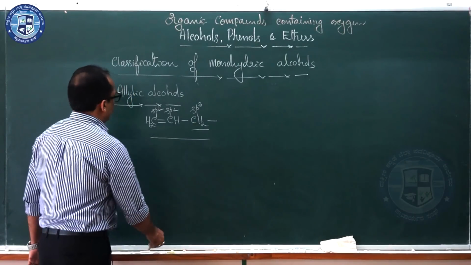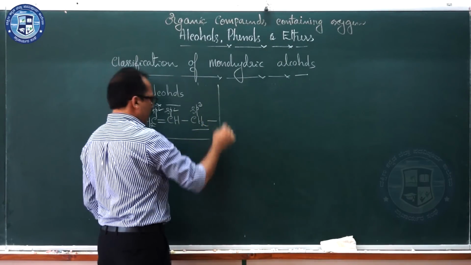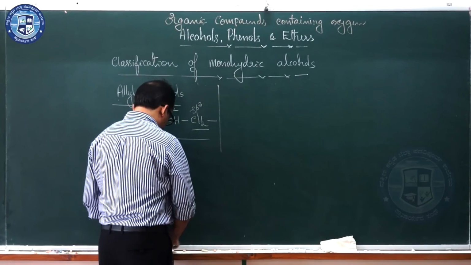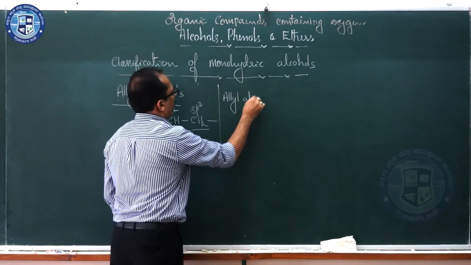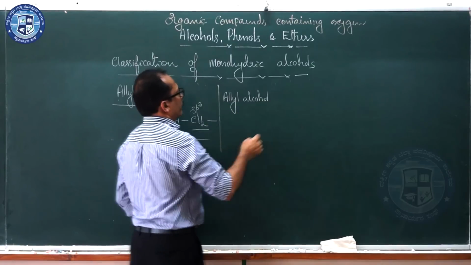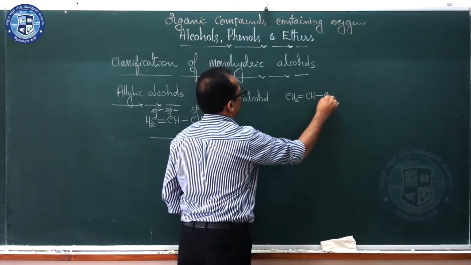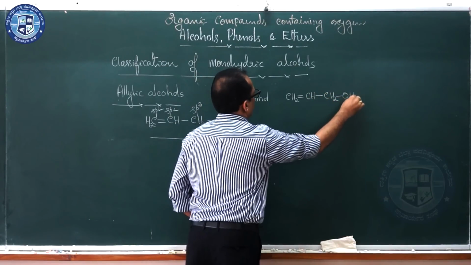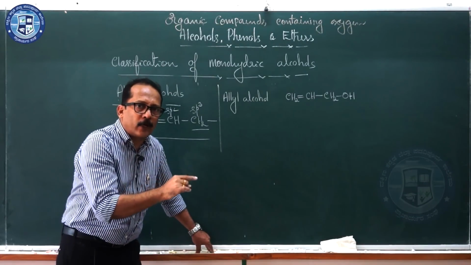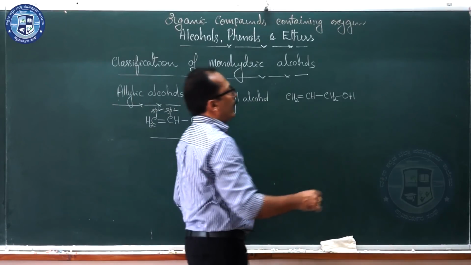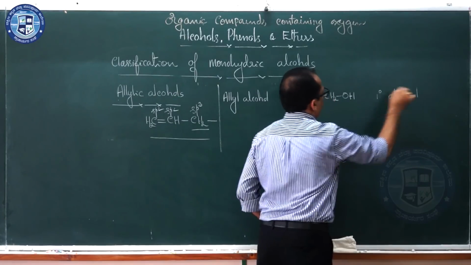The first example is allyl alcohol. CH2 double bond CH, CH2OH, allyl alcohol. Now this is an example of an allylic primary alcohol.